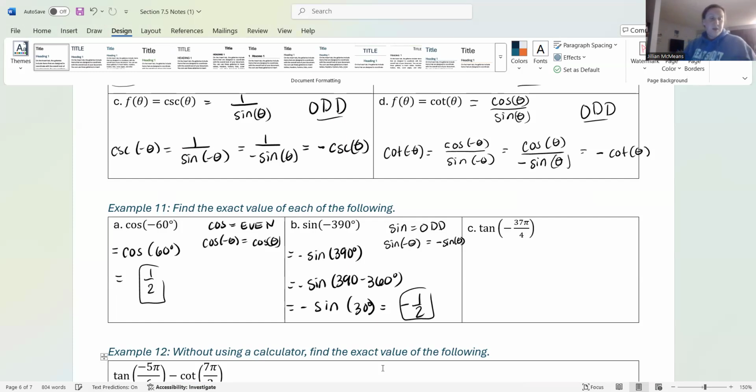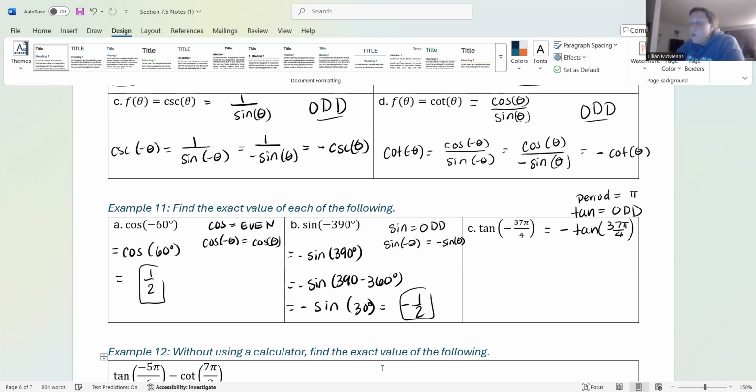Now, finally, we have tangent of negative 37 pi over 4. We know that tangent is odd, so we can take that negative in the argument and pull it out front, because tangent of negative theta equals negative tangent of positive theta. So this is equal to negative tangent of 37 pi over 4. Hopefully that's not too bad. The next part's a little bit weird. We need to realize that tangent is periodic, and it has a period of pi radians.